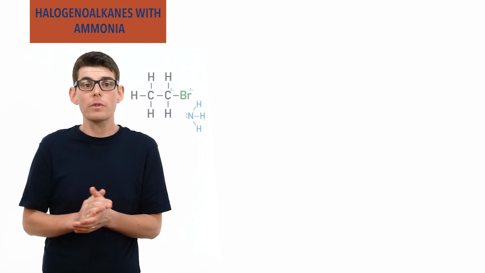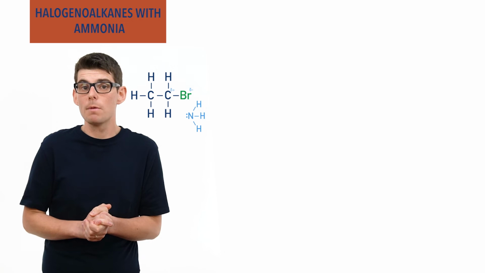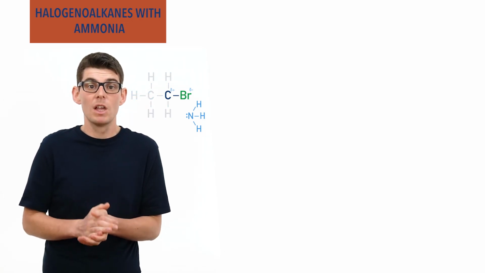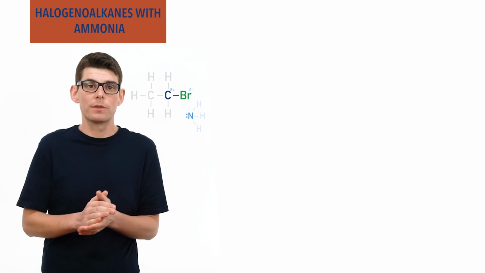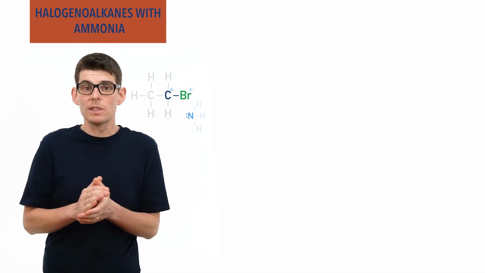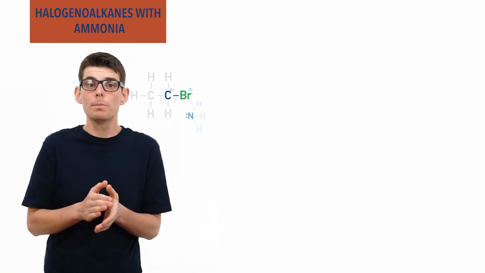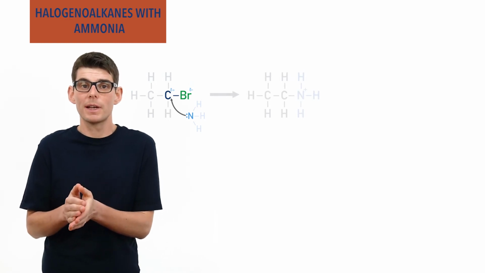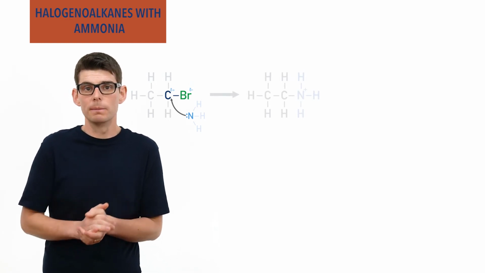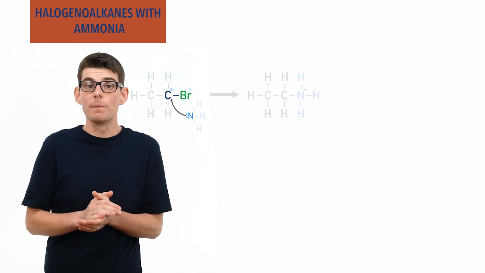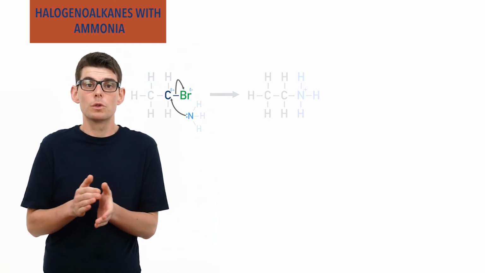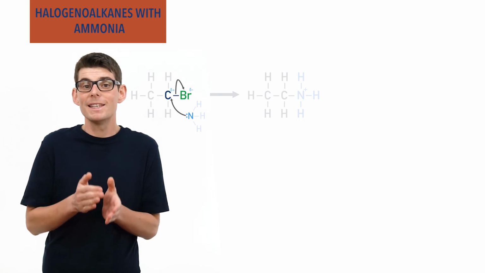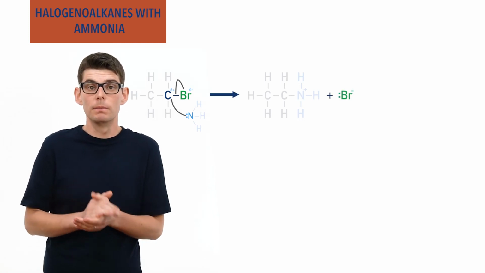A molecule of ammonia comes close to the carbon-bromine bond in bromoethane. The nitrogen has a lone pair of electrons and is able to act as a nucleophile. It uses its lone pair of electrons to make a new bond to the partially positive carbon atom that is bonded to the bromine. At the same time, the carbon-bromine bond breaks and the bonding pair of electrons goes to the bromine, forming a negatively charged bromide ion.